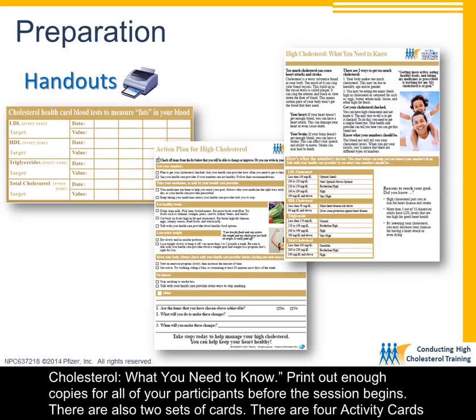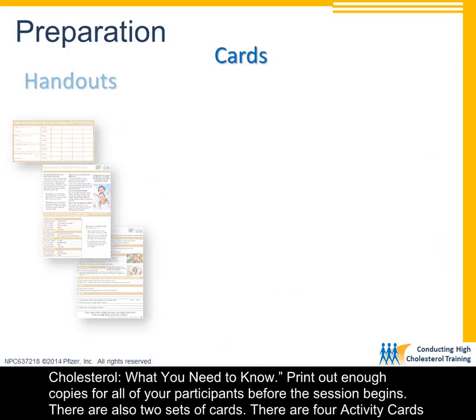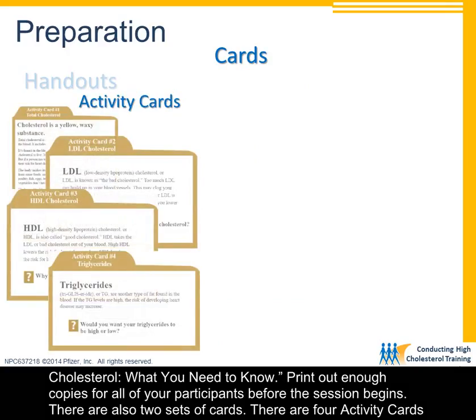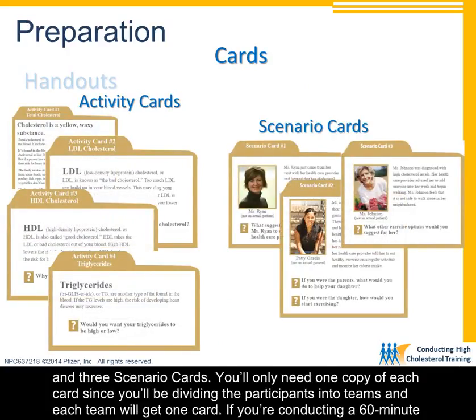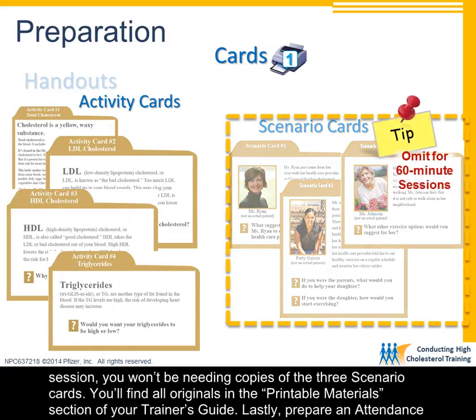There are also 2 sets of cards. There are 4 activity cards and 3 scenario cards. You'll only need 1 copy of each card since you'll be dividing the participants into teams, and each team will get 1 card. If you are conducting a 60-minute session, you won't be needing copies of the 3 scenario cards. You'll find all originals in the printable materials section of your trainer's guide.